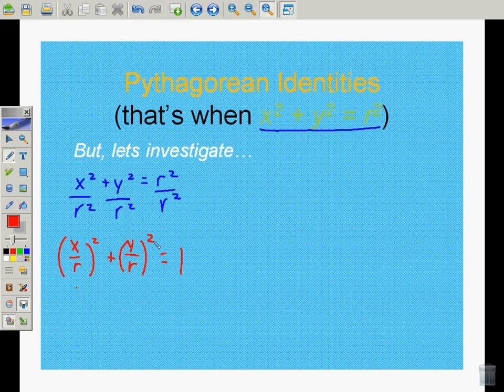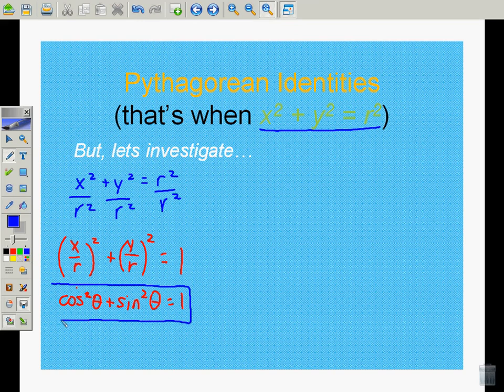Okay? If you'll notice, look at what happens. x over r, well, that's really cosine squared theta plus sine squared theta is equal to 1. This is one of our main trig identities right here. This one is awesome. It's going to help us out of a lot of pinches when we're talking about proving identities, okay? And so that's what we've got. That's one of our main ones. So be sure you write that one down. That's one of our Pythagorean identities, okay?